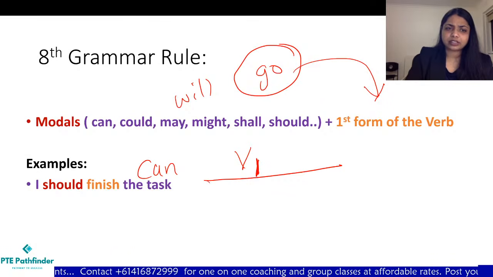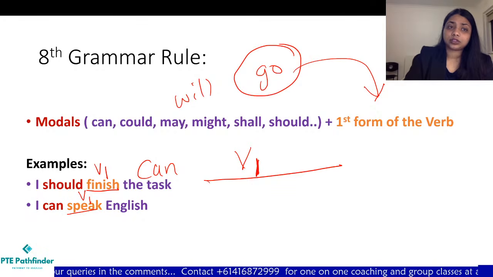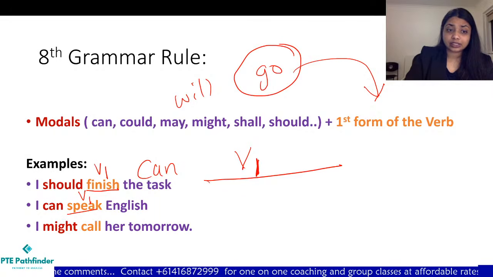I should finish the task. So finish the task. Here we have the verb 1. I can't speak English. So again, we have the verb 1 here. So that's about the modals. I might call her tomorrow. So again, call is the verb 1.